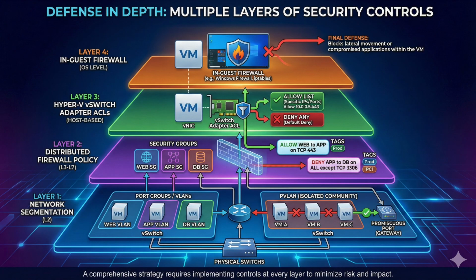And don't forget the guest OS firewall. Even if the hypervisor policy is misconfigured, the in-guest firewall still provides a second barrier. The best designs overlap these controls instead of relying on only one.